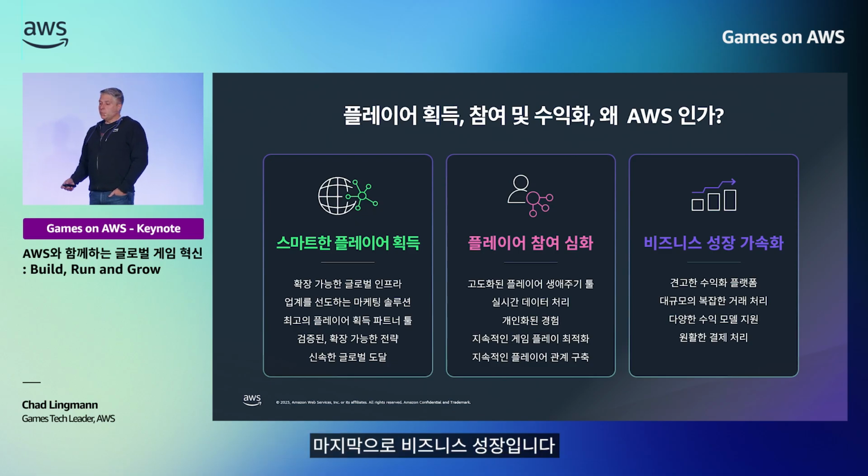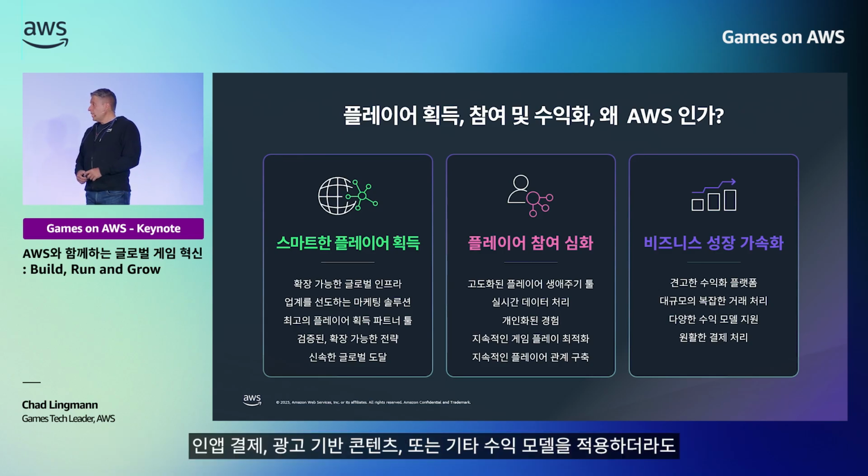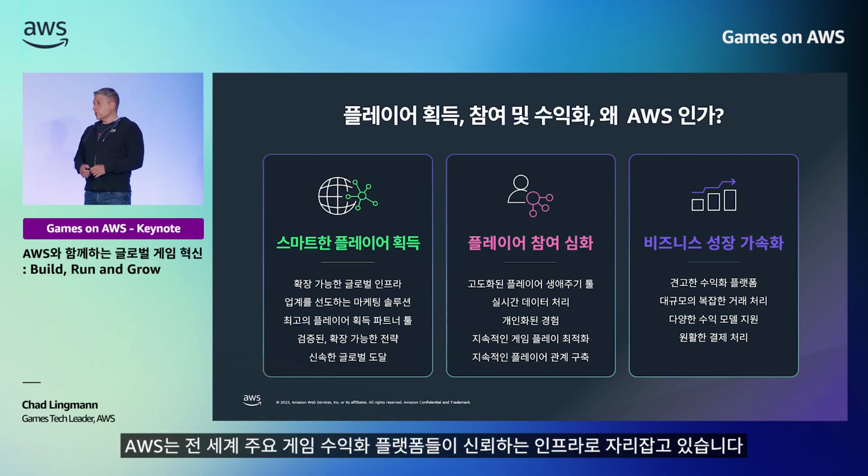Finally, let's talk about the business growth. AWS powers the industry's most robust monetization platforms, handling complex transactions at scale. Whether you're implementing in-app purchases, ad-supported content, or other revenue models, our infrastructure ensures seamless processing. That's why we're trusted by the industry's leading monetization platforms in games worldwide.